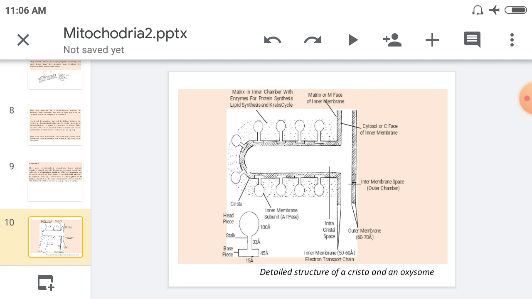Here we can see the detailed structure of the crista. A single infolding is called a crista. In this structure we can see the matrix, the inner membrane, and the inner membrane space in the outer chamber. The rounded head is the F1 subunit, then the stalk, and then the base piece. In this diagram you can clearly see the head, stalk, and base piece.